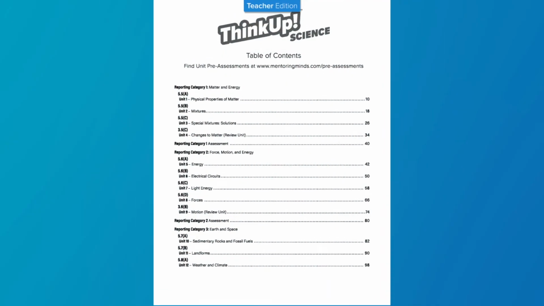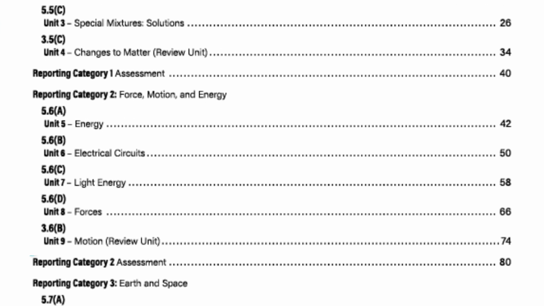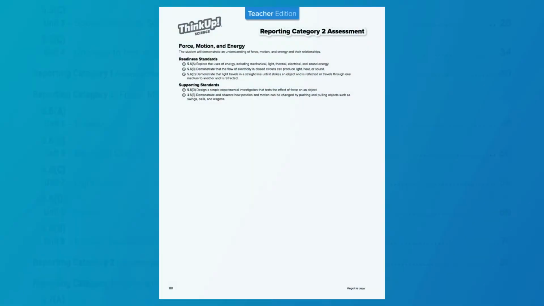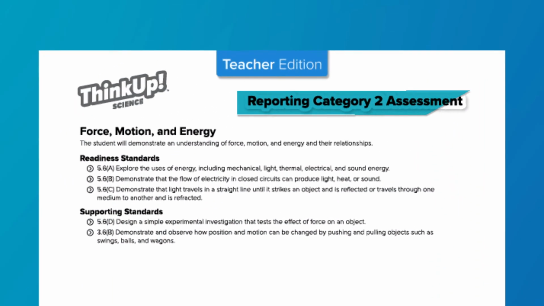ThinkUp Science content is organized by reporting category. After completing the units for a reporting category, you will find an assessment. For example, we have been working in Unit 8, which is found in Category 2. The reporting category assessment is a comprehensive assessment following the units that correlate with each reporting category.